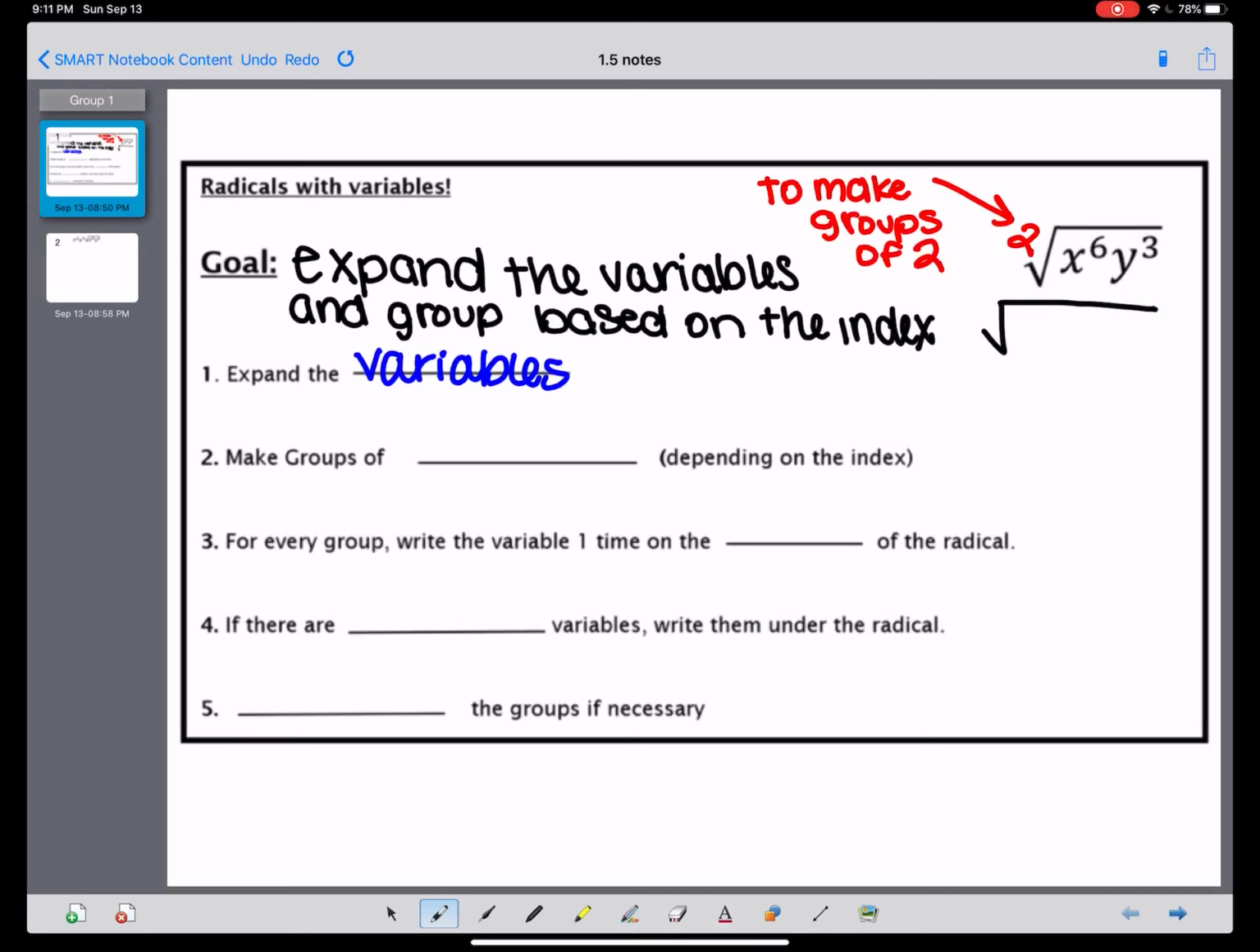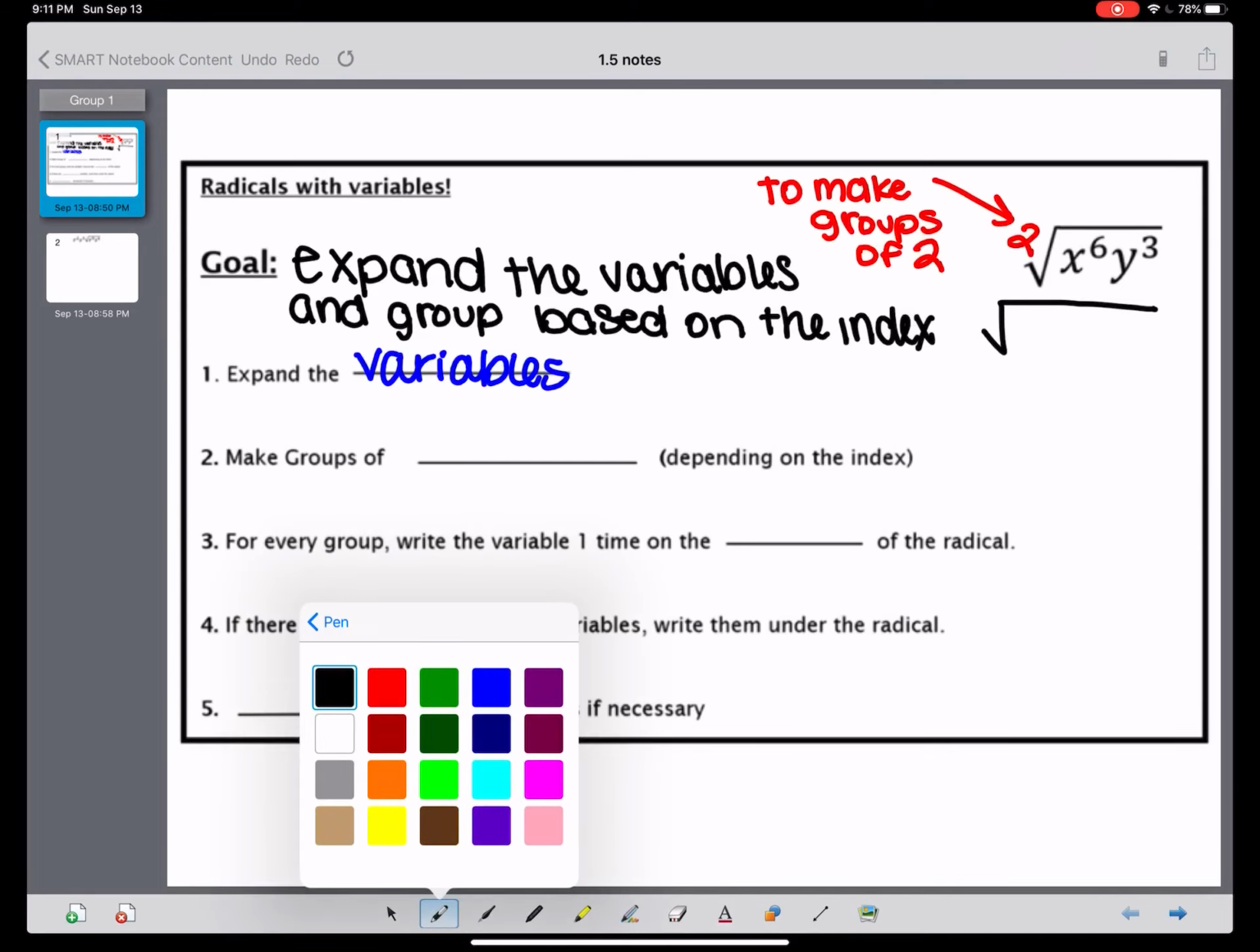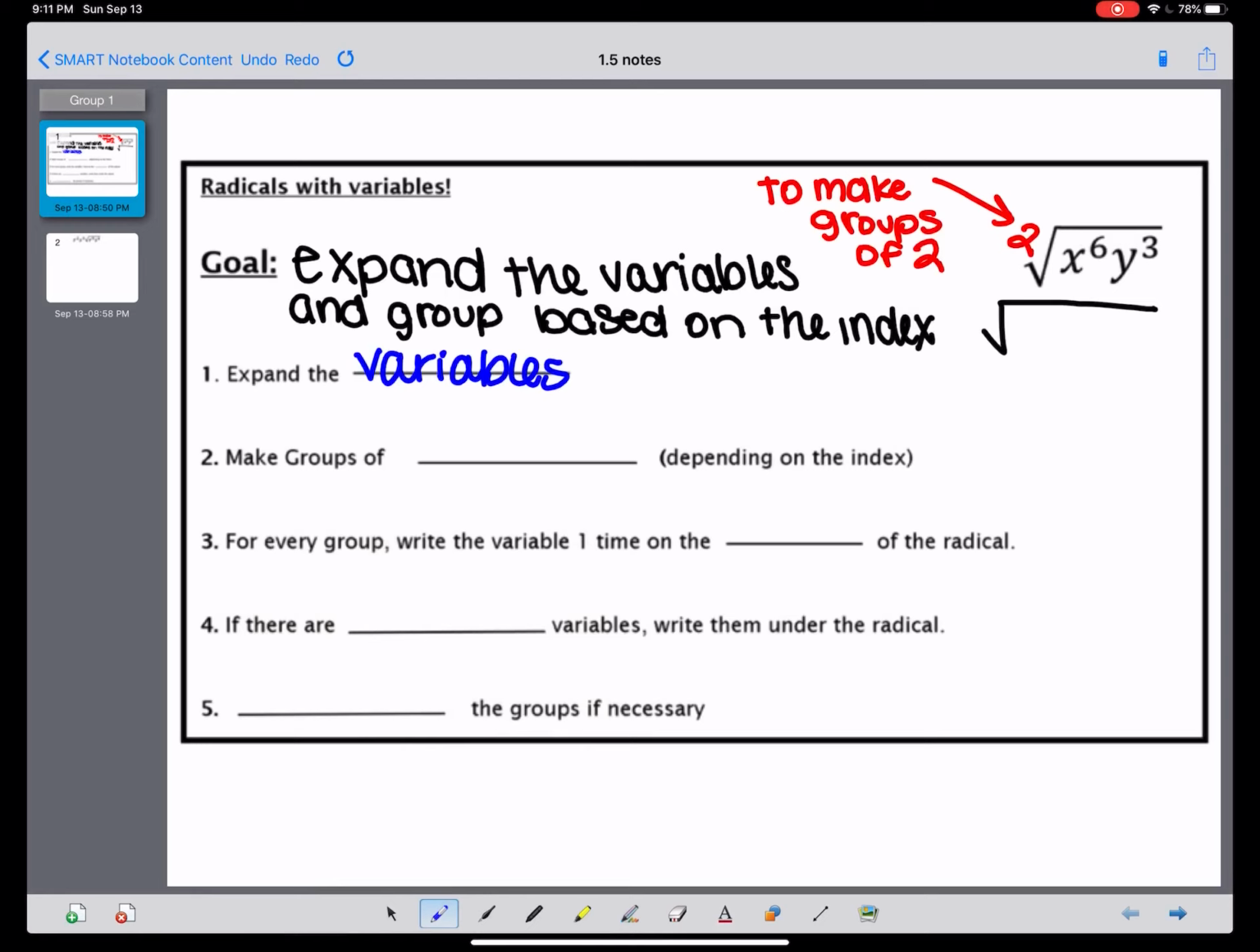So if I'm looking at my x's first, right, x to the 6th power is just x multiplied 6 times. And y to the 3rd power is just y multiplied 3 times here.